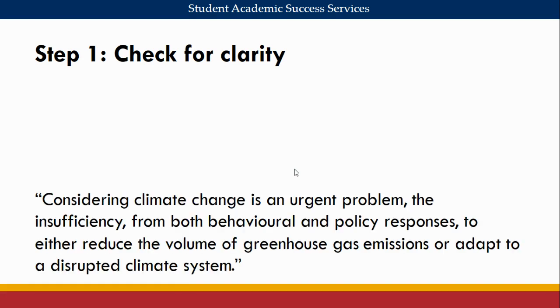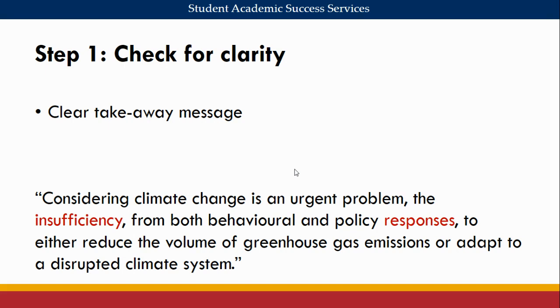When I read this sentence, considering climate change is an urgent problem, the insufficiency from both behavioral and policy responses to either reduce the volume of greenhouse gas emissions or adapt to a disrupted climate system, I can see a couple of key terms in there, like insufficiency and responses, but the overall message is unclear. Sometimes an unclear message can be caused because the main subject and verb of the sentence is missing or hidden.